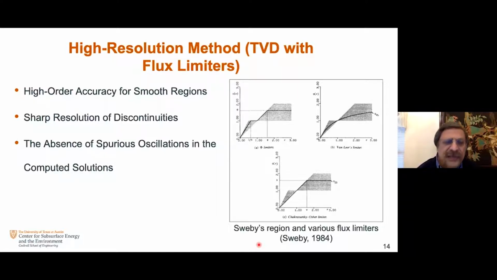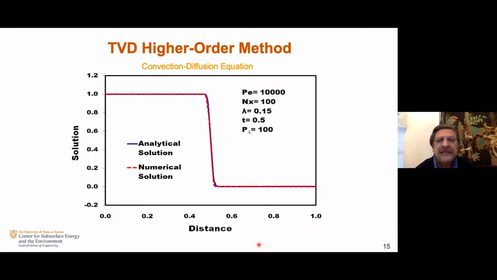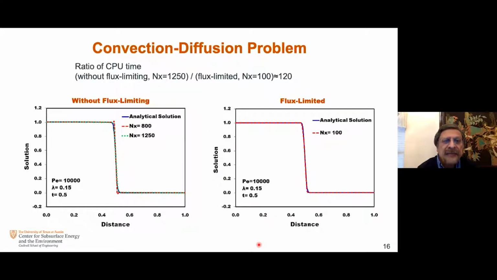And using such a method, as you can see there, even with a very large Peclet number of 10,000 and using only 100 grid blocks, you can see there that it resolves the front very well. It almost matches it perfectly. Okay. And here, on the graph that is shown in this case, I'm using these flux limiters, and as you can see there, basically the front is nicely resolved.